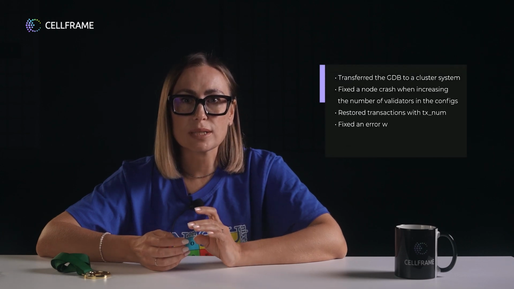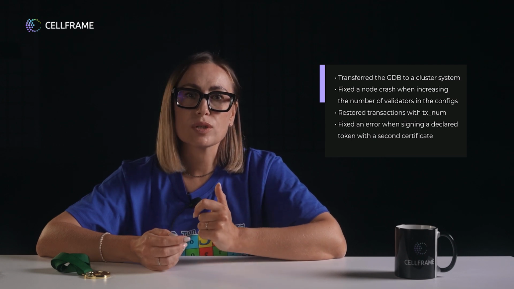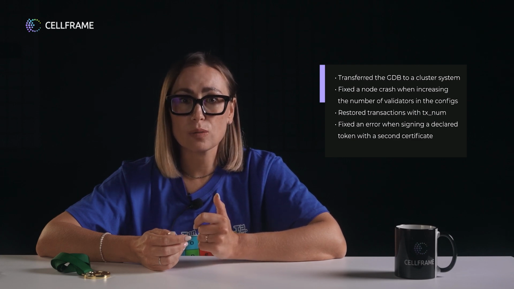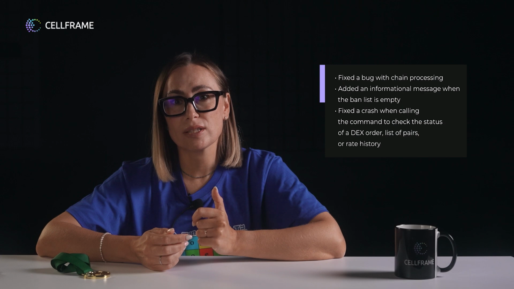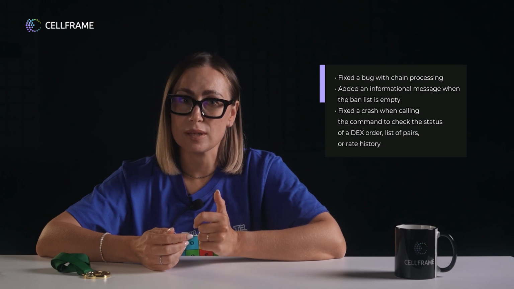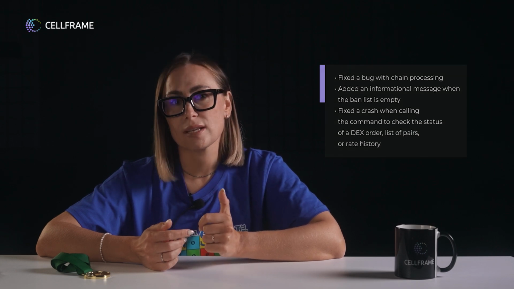The team also transferred the CDB to a cluster system, fixed a node crash when increasing the number of validators in the configs, restored transactions with the key TXNUM, fixed an error when signing a declared token with a second certificate, fixed a bug with default chain processing, added an informational message when the ban list is empty, fixed a crash when calling the command to check the status of a DEX order, list of pairs, or RAID history.